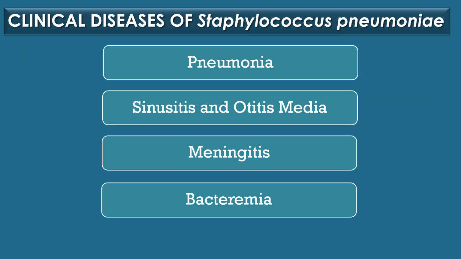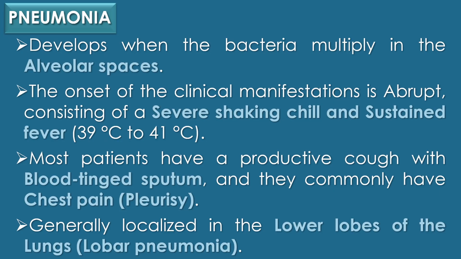Clinical diseases caused by Streptococcus pneumoniae. Four suppurative diseases are caused by Streptococcus pneumoniae. They are pneumonia, sinusitis and otitis media, meningitis and bacteremia. The first clinical disease caused by Streptococcus pneumoniae is pneumonia.